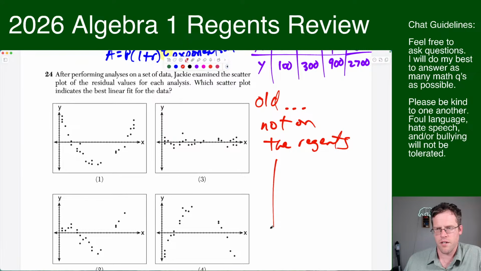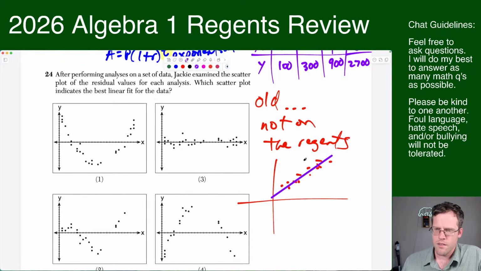What it used to represent is when you have a scatter plot like this, and you make a line of best fit, something like that. They used to call this residual values, and it would be them measuring the distance between the points and the line of best fit. So here, a good line of best fit is going to have points above and below. So they treat the distances here as positive, negative, positive, negative. So choice 3 in this case would be it.